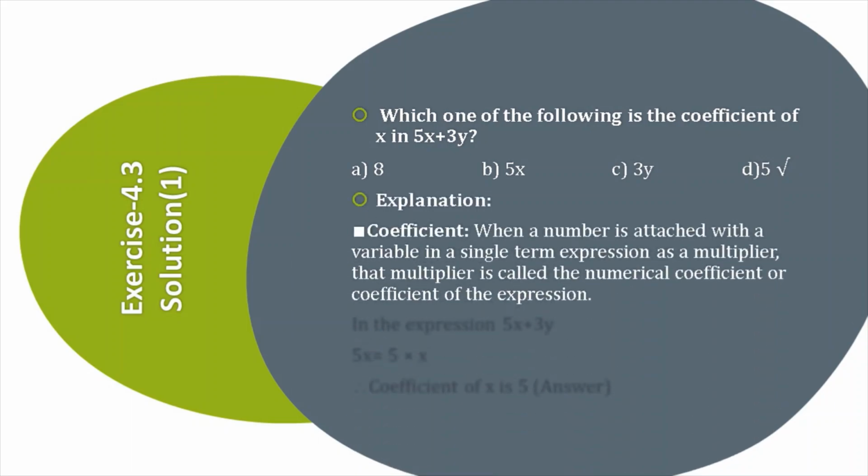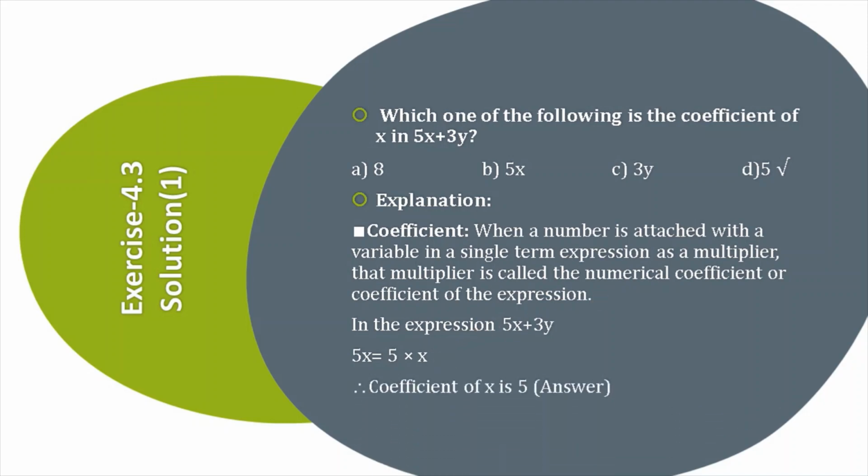So this is the explanation. At first we have to know what is coefficient, and this is the definition, my dear. When a number is attached with a variable in a single term expression as a multiplier, that multiplier is called the numerical coefficient or coefficient of the expression. That is the thing, my dear. If you see an example, in the expression 5x plus 3y, 5x equals 5 multiplied by x. So therefore coefficient of x is 5, my dear. So this is the definition.